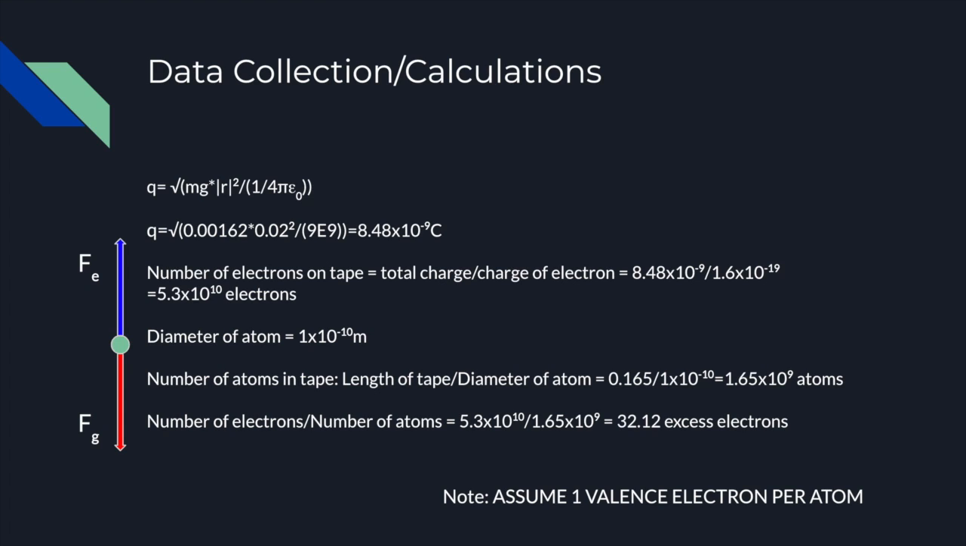And while being given the diameter of the atom, 1 times 10 to the negative 10 meters, we are able to find the number of atoms in the tape by dividing the length of the tape by the diameter of the atom. And this value comes out to be 1.65 times 10 to the 9 atoms. And to find the ratio of electrons to the number of atoms, we divided the number of electrons by the number of atoms, and this comes out to be 32.12 excess electrons. We are able to make this calculation by assuming that there is one valence electron per atom.